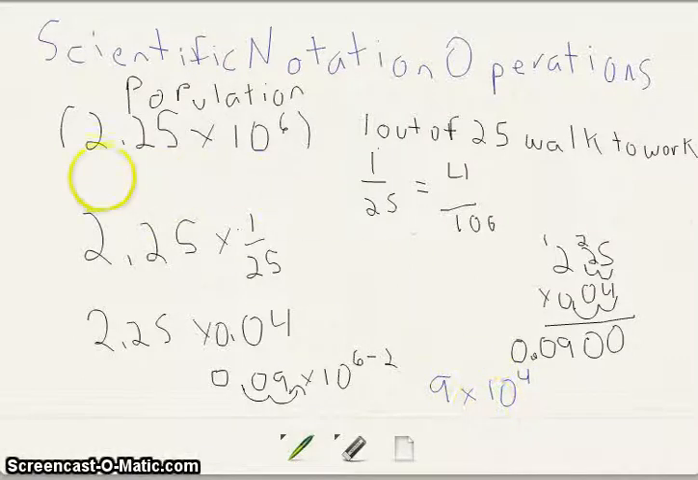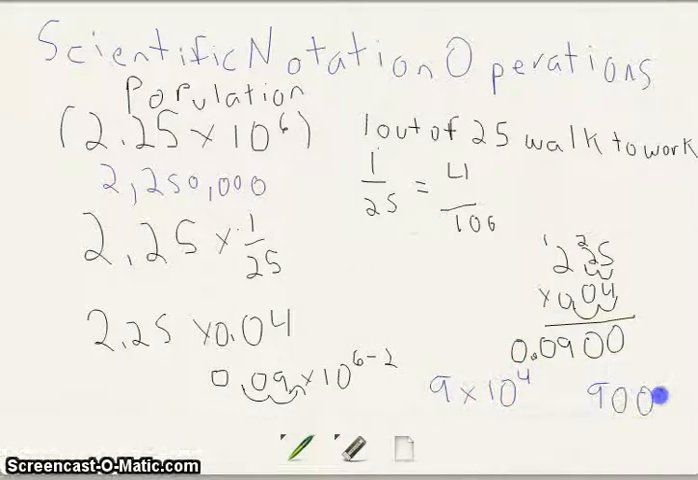So out of my population, my original population was, if you work that out in standard form, 2,250,000. Of that, 9 times 10 to the 4th would work out to 90,000 people. So out of my 2 million people, 90,000 walk to work. So if you wanted standard form, it would be 90,000. If you wanted scientific notation, it would be 9 times 10 to the 4th.